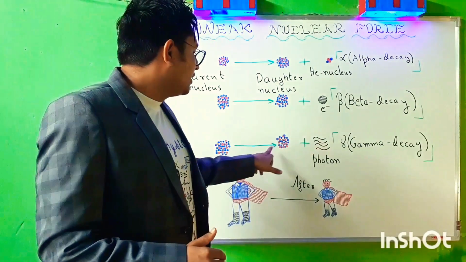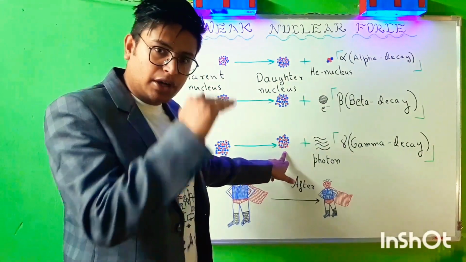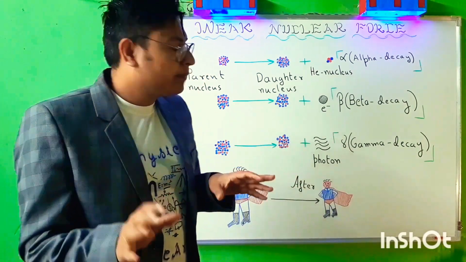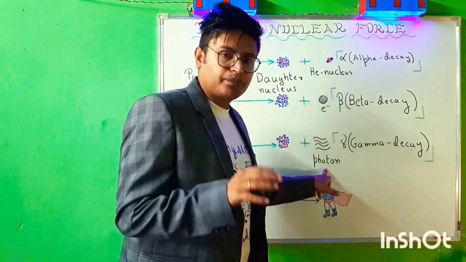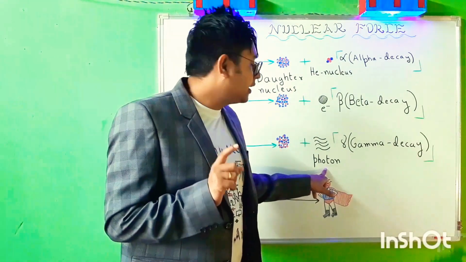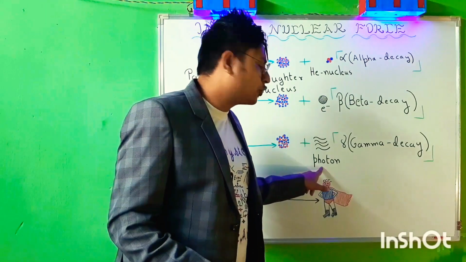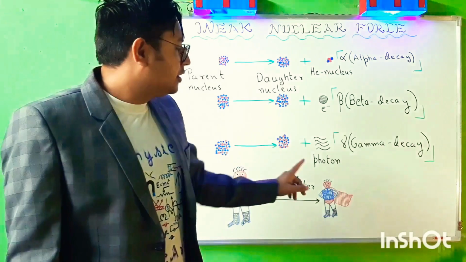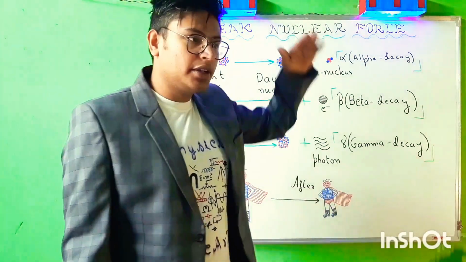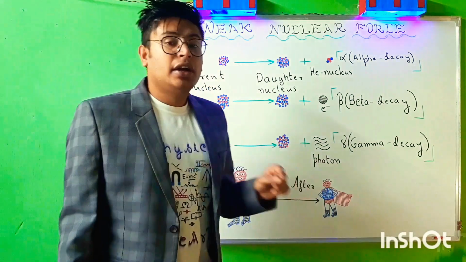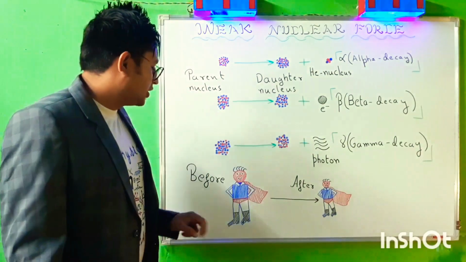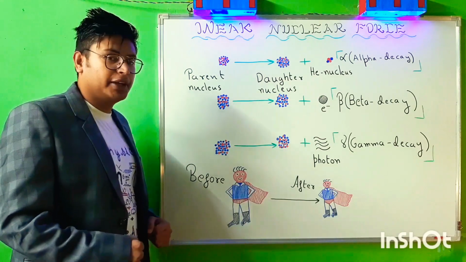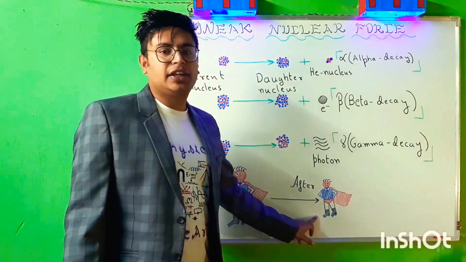Okay, so when it de-excites, when it comes down to its original level, when the party is over, then it releases some amount of energy, and that energy is released in the form of a photon, a gamma particle. It is released in the form of photons when it de-excites. So this is your gamma decay process. It is something like this. Before, it was really huge, really big, and this is after the decay process takes place.